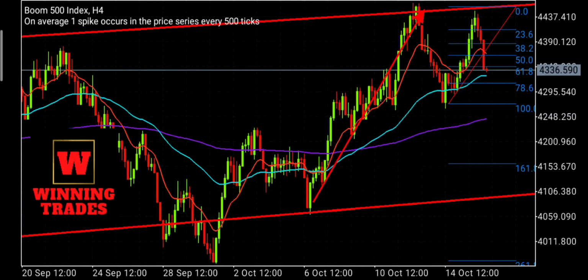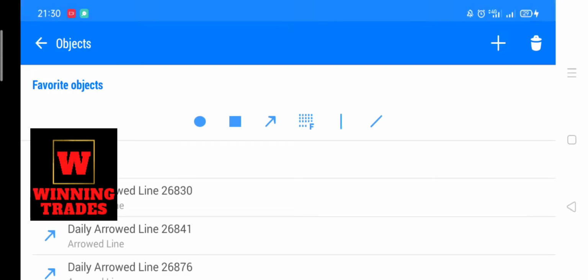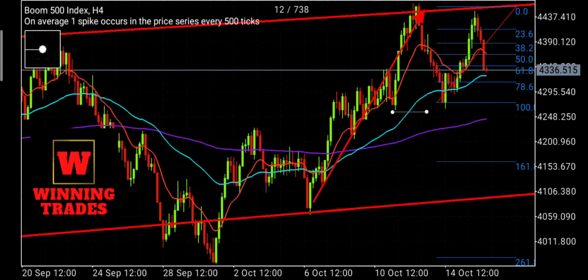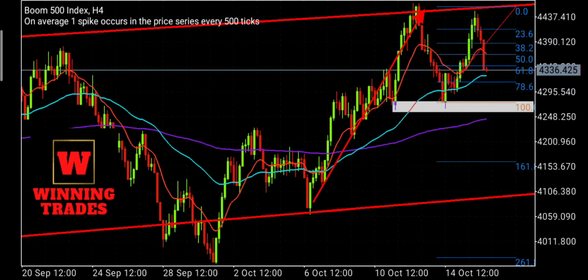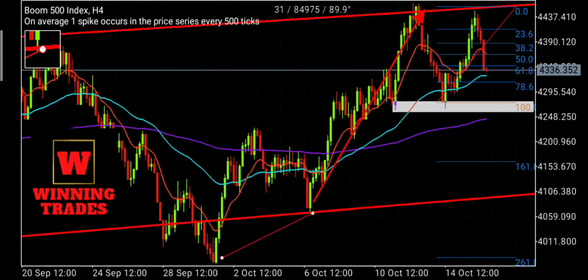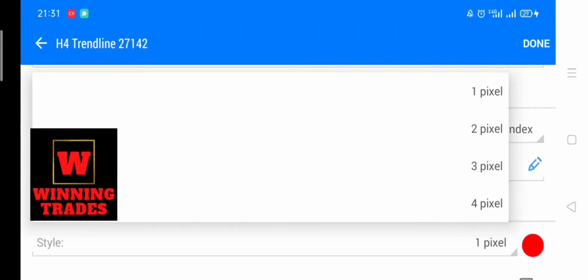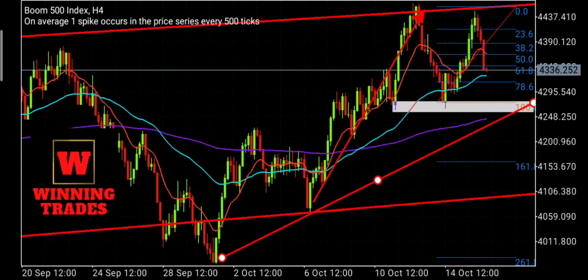You see this fib. Depending on what price does, this is a strong level here. So price may sell to this point. And there's also a trend line here to watch out for. If you combine all that, let's make this thicker. The trend line here, let's make this 4 pixel. Done. So you see there's a trend line here.